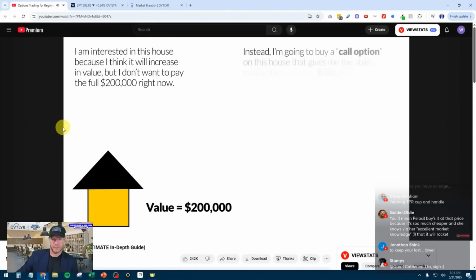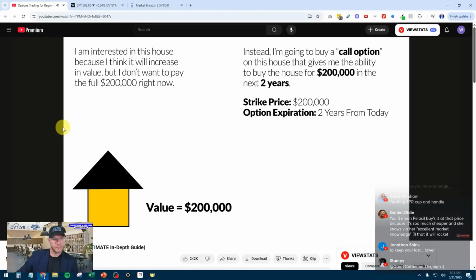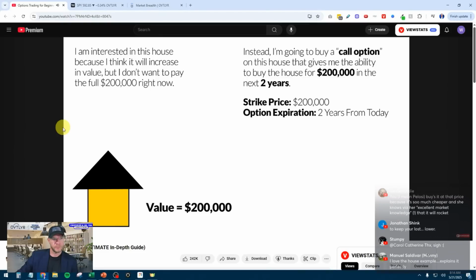So I'm going to buy an option that gives me the right to buy the house at a price of $200,000 between now and 2 years from now. So we can call the strike price $200,000, since the option I'm buying on this house gives me the right to buy the house for $200,000, the strike price, between now and the expiration date in 2 years from now. So that's what I'm going to do.